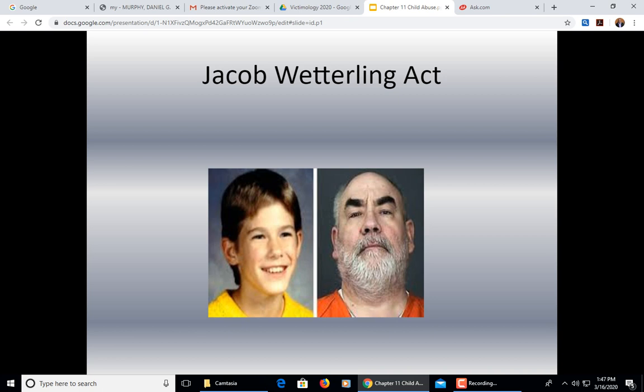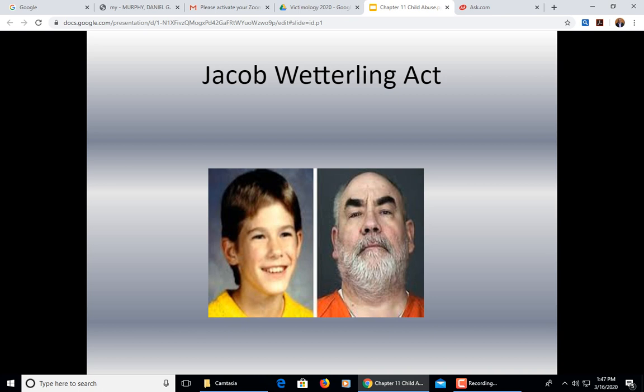The Jacob Wetterling Act. The Jacob Wetterling Act discusses sex offender registration. It was the first law created to put sex offenders on the registry. However, this law was unique. The guy to the right is the guy who killed that little boy, and it wasn't discovered until almost 20 years later, when he told them where his remains were to confirm that he was dead.